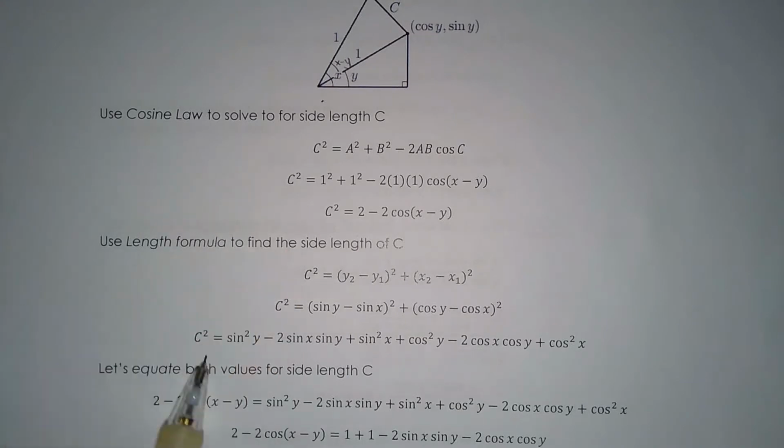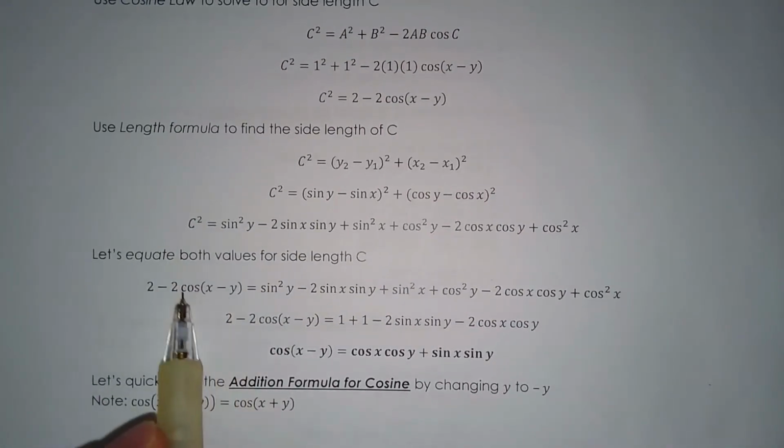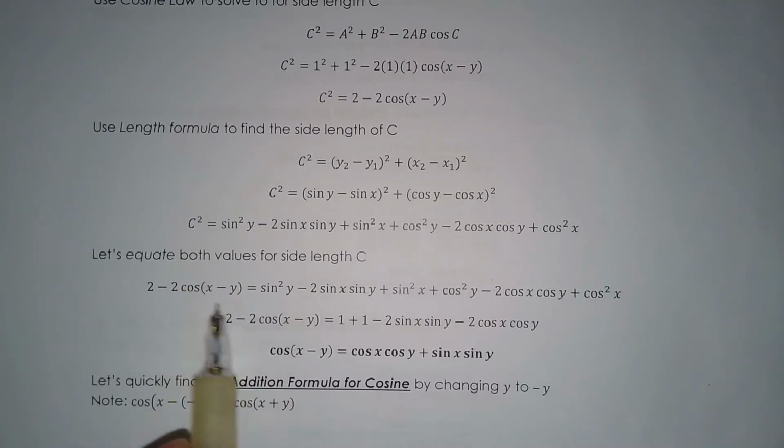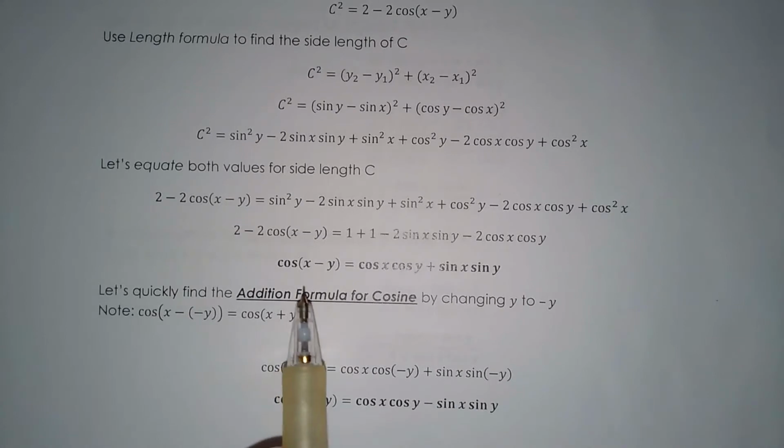We set them equal to each other, and what is the goal? Your goal is to isolate cos of x minus y. And you do some basic algebra, you isolate it, and you get what we have earlier. Cos of x minus y, the subtraction formula for cosine, is equal to cos x cos y plus sine x sine y.